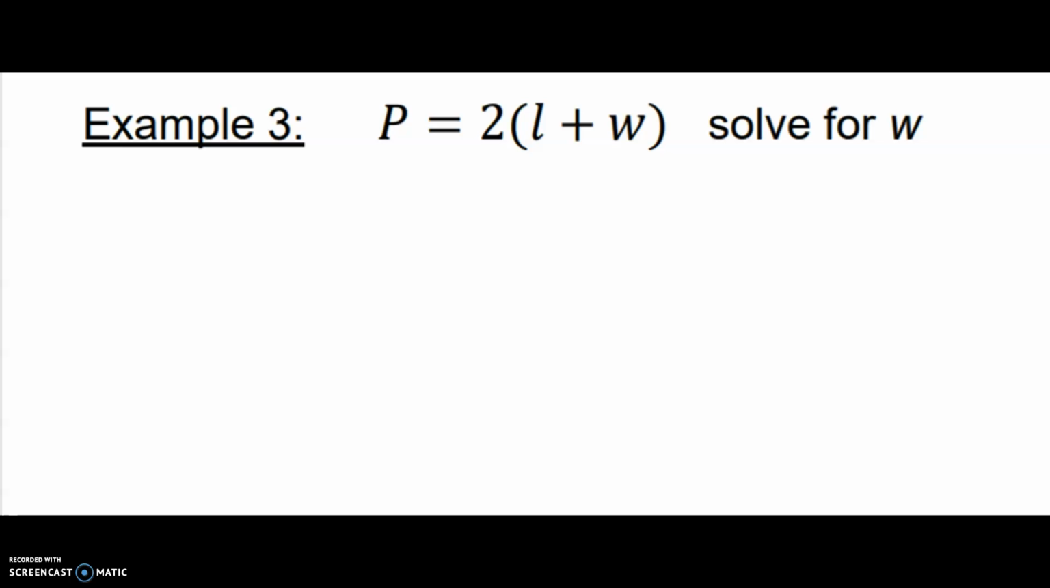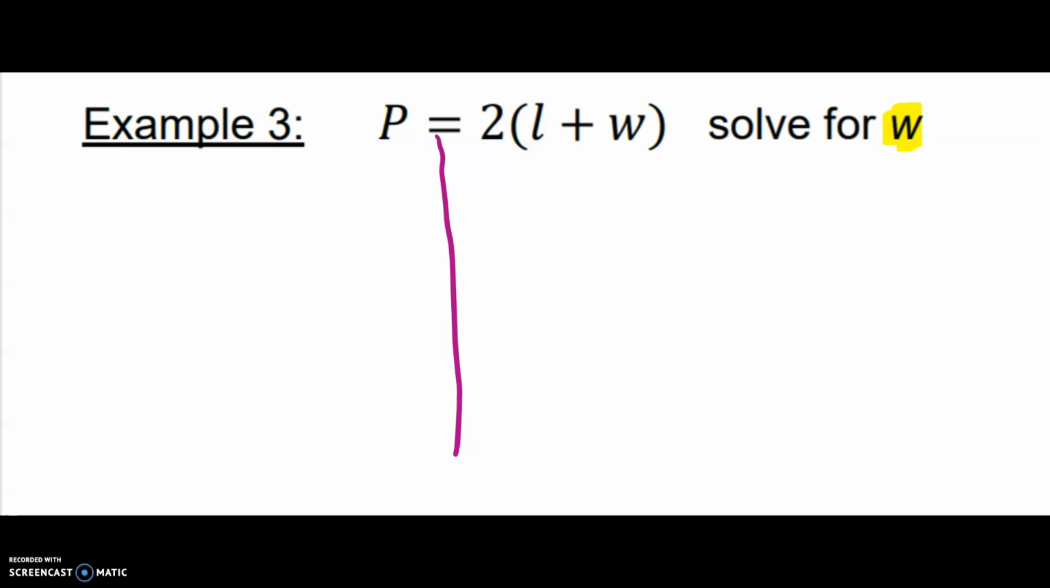Okay, now let's look at example 3. This is p is equal to 2 times parentheses L plus W, close parentheses. Now for this problem here, this is actually your perimeter formula. When you are finding the perimeter of a rectangle, you are going to add up 2 of your lengths, the 2 lengths that you have, plus the 2 widths that you have. So this is our perimeter formula. Now there's a couple ways that you can work this. You could distribute that 2 into the parentheses, but that's going to give you a couple extra steps. So we're not going to do that on this one.